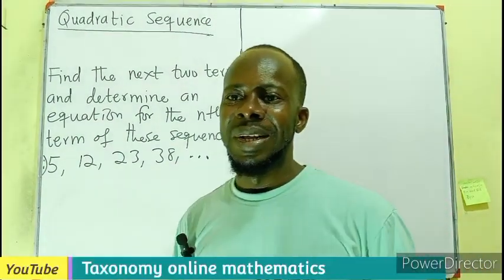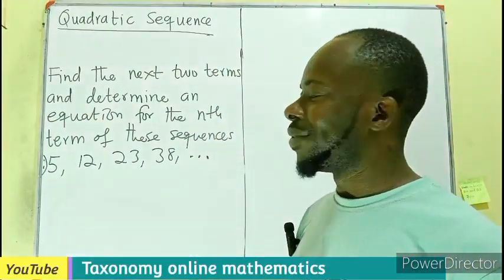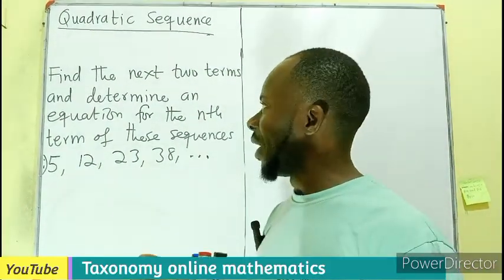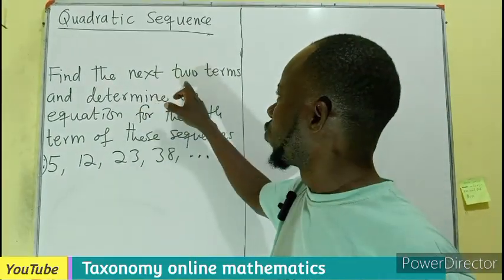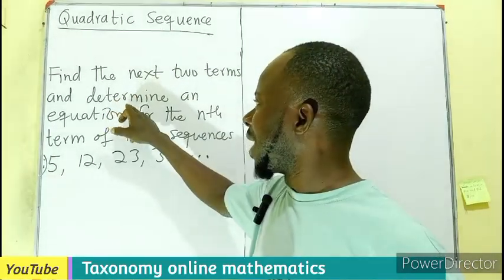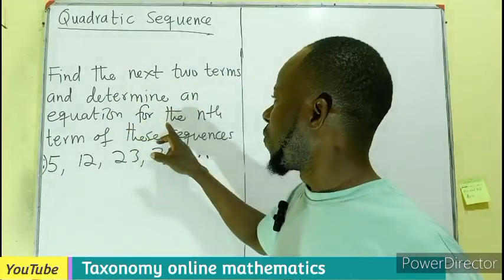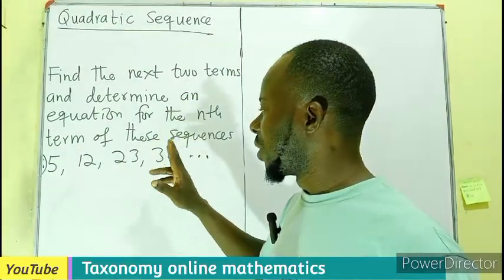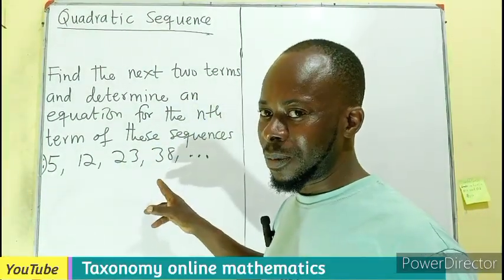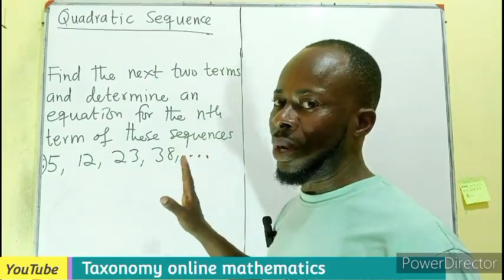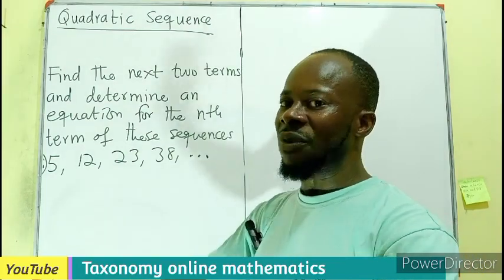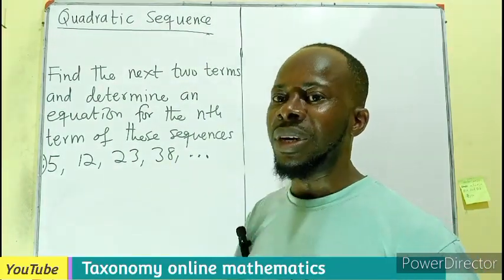Welcome to the continuation of the tutorial on quadratic sequence. So we are to find the next two terms and determine an equation for the nth term of this sequence: 5, 12, 23, 38. For a start, we can't tell whether it is AP, GP, or quadratic unless we find their common ratios or common difference.